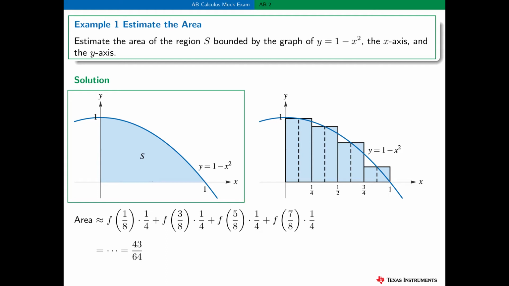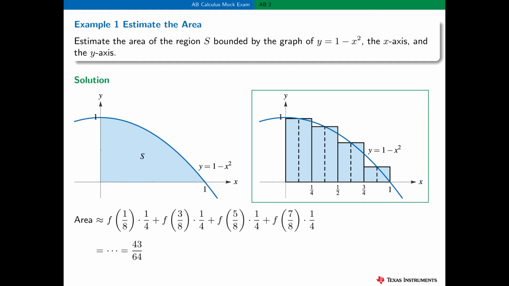Note that the area of this region must be between 0 and 1, because the region S is contained in a square with side of length 1. But it seems like we can certainly find a better estimate than this. Consider the partition of the interval 0 to 1 with 4 equal subintervals. In each subinterval, draw a rectangle with height equal to the value of the function at the midpoint of the subinterval, as shown in the figure.